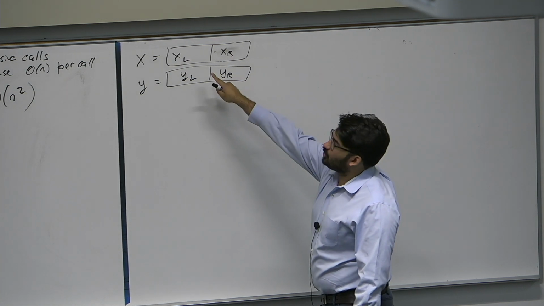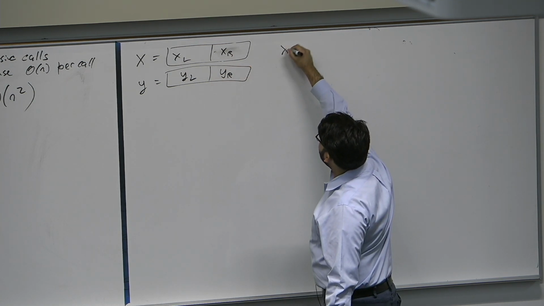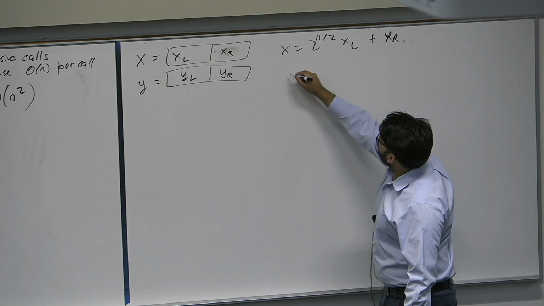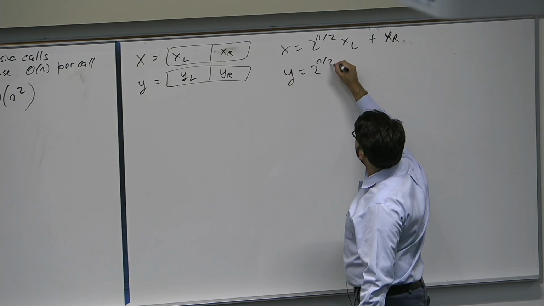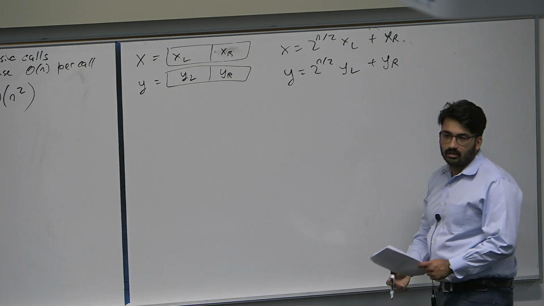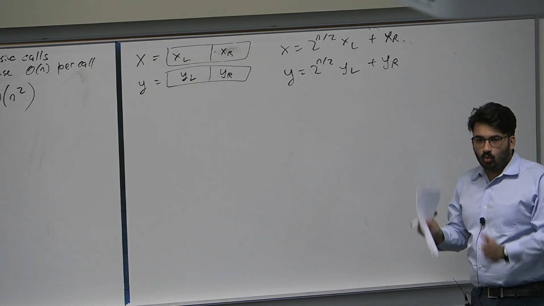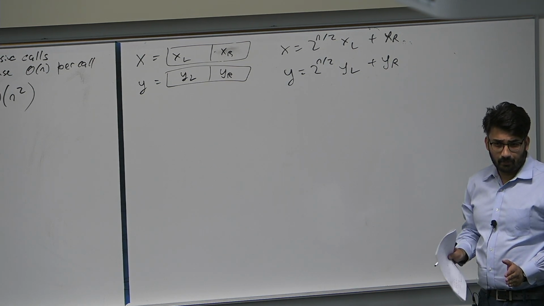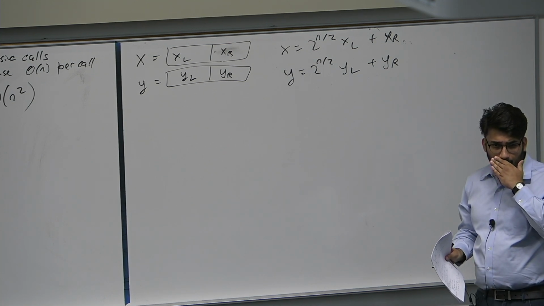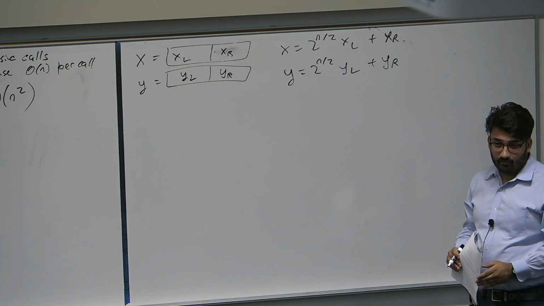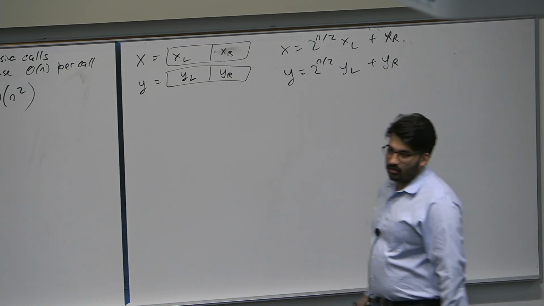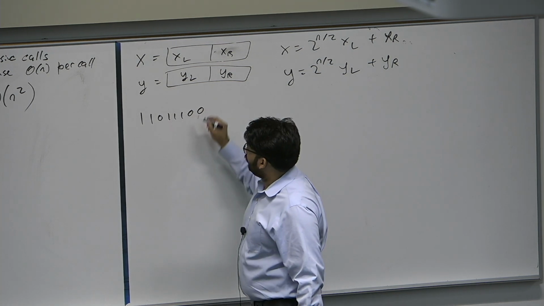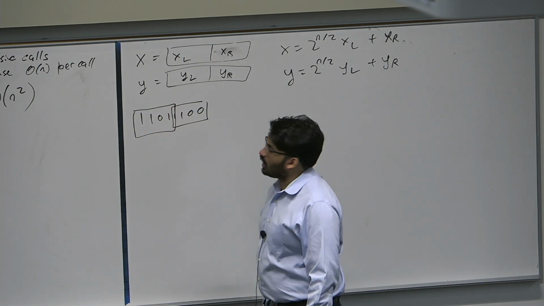So these are four numbers now, but it's the case that x is equal to 2 to the n over 2 xl plus xr, right? And y is equal to 2 to the n over 2 yl plus yr, right? So with n bits, xl and yl are how many bits each? Yeah, each one's half as many bits. Just to give you an example, suppose we had 1, 0, 1, 1, 1, 1, 0, 0. You're just going to chop it up into two pieces, okay?